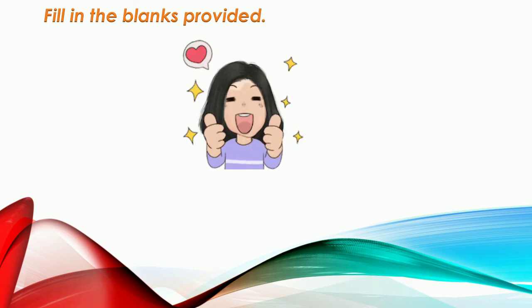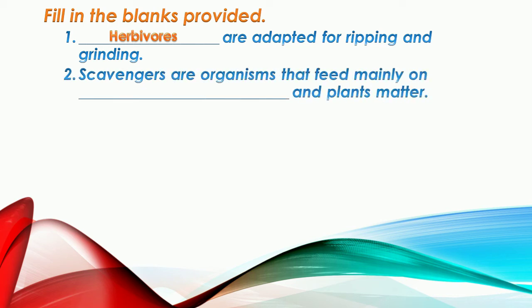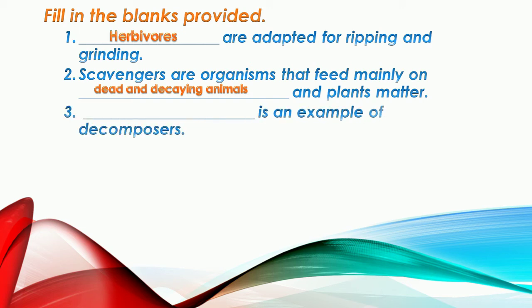All the best, friends. Dash are adapted for ripping and grinding. Herbivores are adapted for ripping as well as grinding. Scavengers are organisms that feed mainly on dash and plant matter. Dead and decaying animal and plant matter.